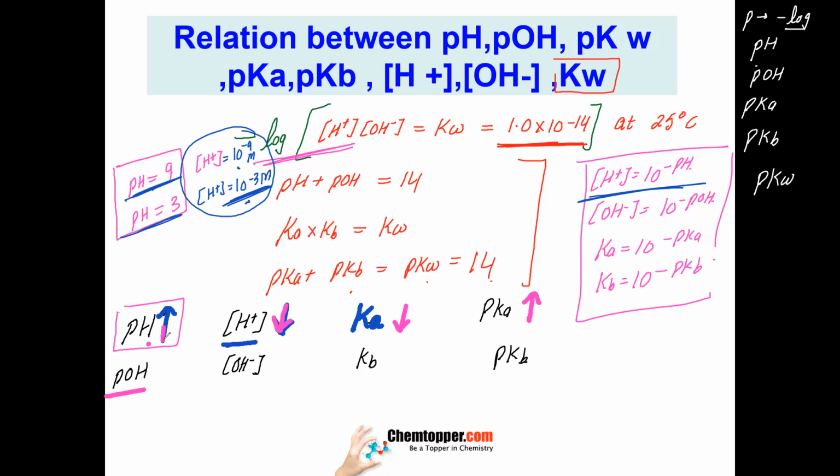If pH is more, now you know that pH plus pOH is 14. If pH is more, then pOH is less. OH minus is more. Kb is more. pKb is less. Okay, don't worry. Let me give you one example.